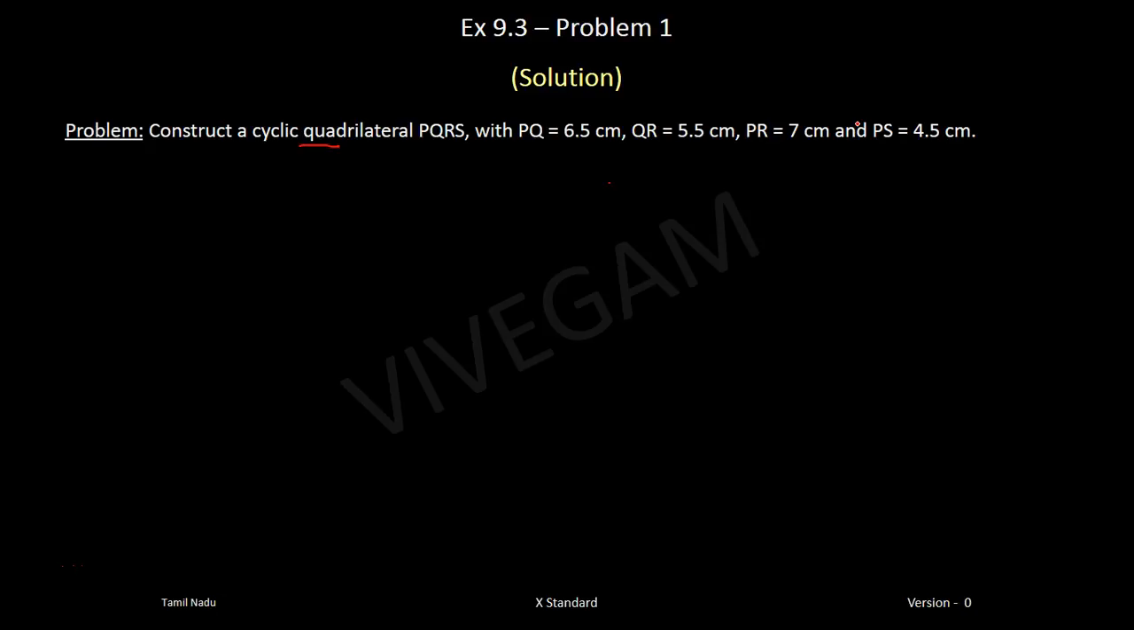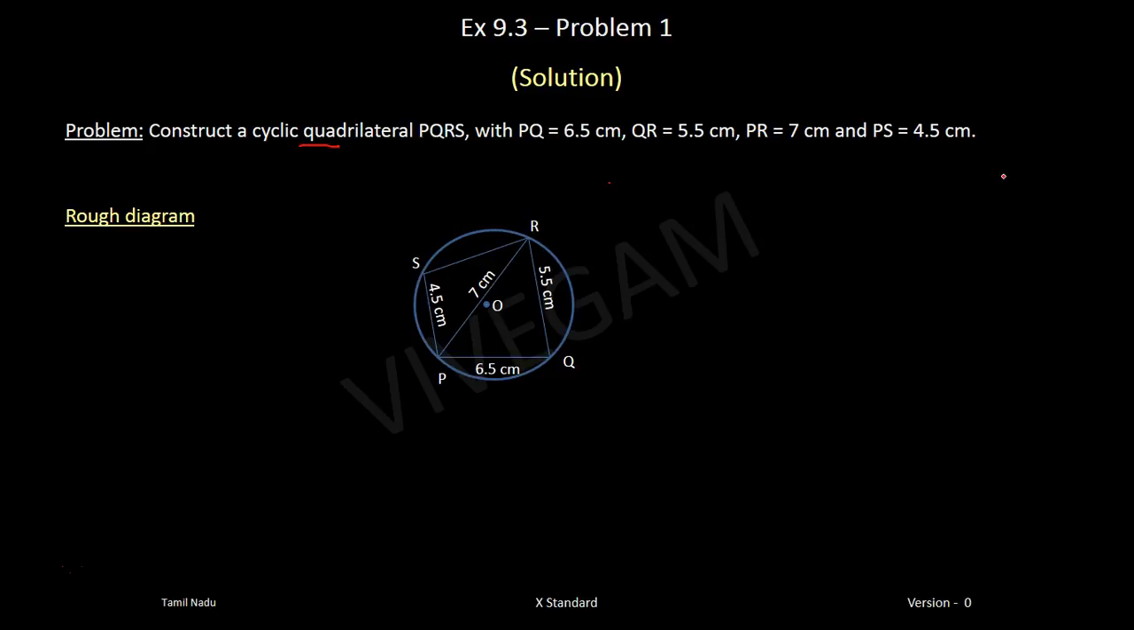So that's fine. Let's make a simple rough diagram. This is our rough diagram. PQRS, where all the vertices lie on the circle, and we have the 4 measurements: PQ is given, PR is given, QR is given, PS is given. That's how the quadrilateral will finally look. But let me go through that very quickly.